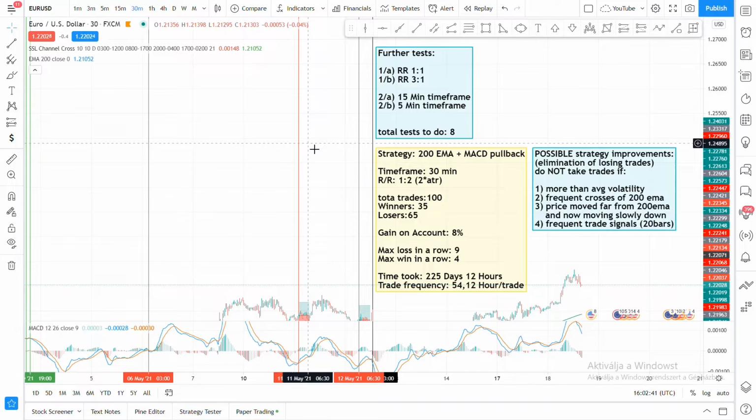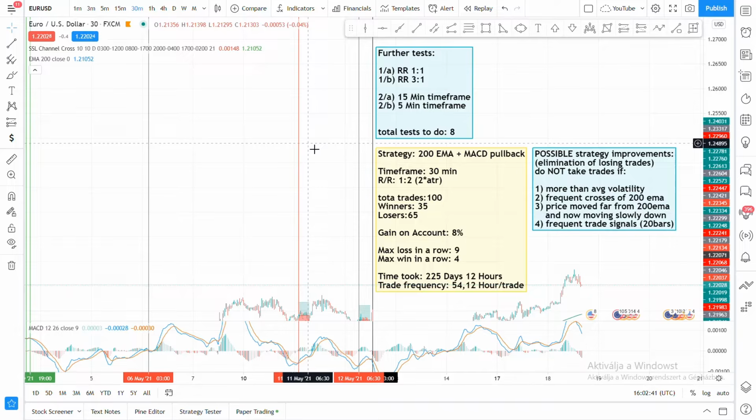So, possible strategy improvement. I noticed when there's too much volatility, it tends to hit the stop loss more frequently. So when you see price going up and down a lot, just don't take the trade. The second improvement could be when there's a lot of 200 EMA crosses. So the price just crosses the 200 EMA within like 20 candles.